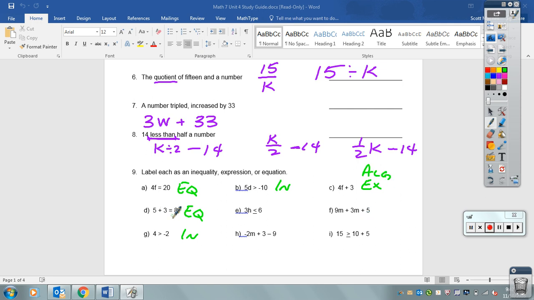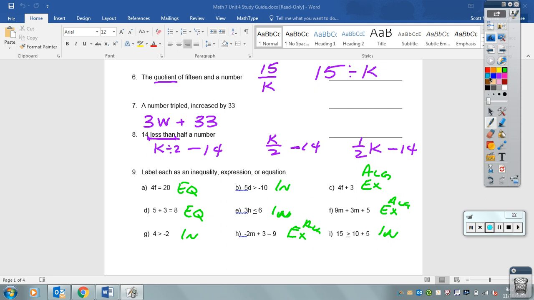D is an equation. It's true. 5 plus 3 equals 8. E is an inequality because it's got an inequality symbol. In this case, it's less than or equal to. F is an expression because it's got multiplication, addition. Specifically, it's an algebraic expression because it has variables in it. Question G is an inequality, inequality symbol. It is true. H is another expression, and once again it is an algebraic expression because it has a variable in it. And I is an inequality because it has an inequality symbol.